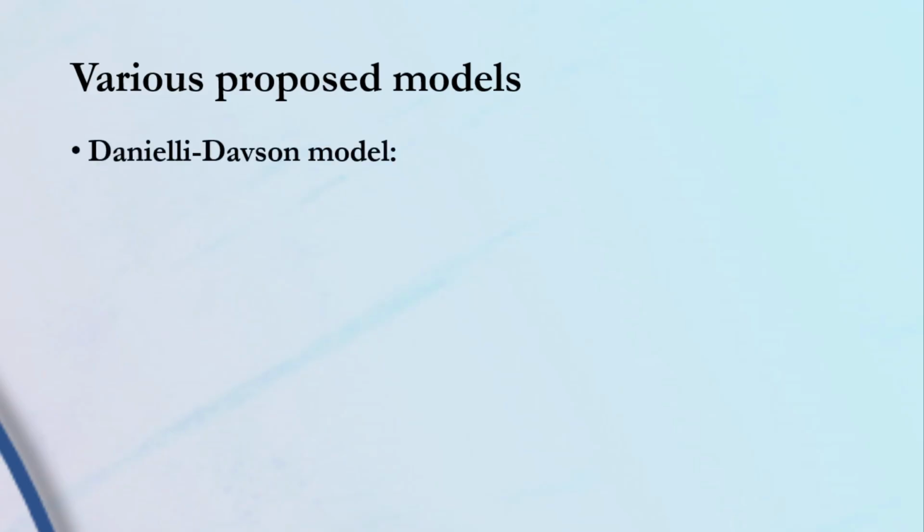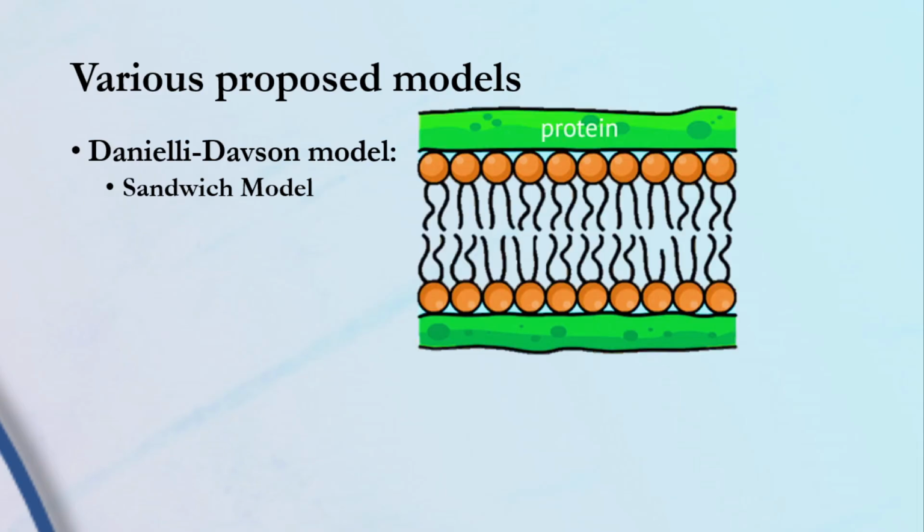The various models of cell membrane that were proposed. The first model was proposed by Daniel and Davson, and they gave the term sandwich model because lipids were sandwiched between two layers of proteins. The next model was given by Mr. Robertson, which was an extension of the previous model, and he gave the name unit membrane model.